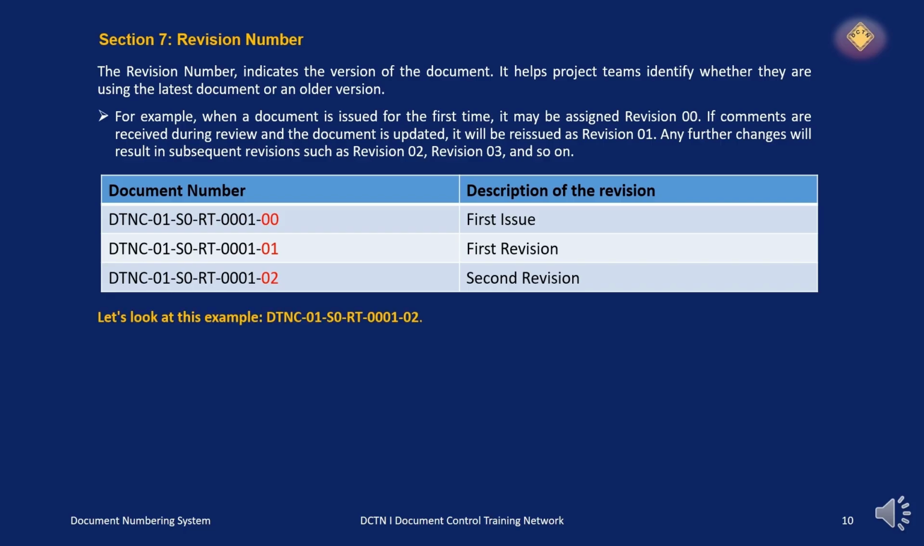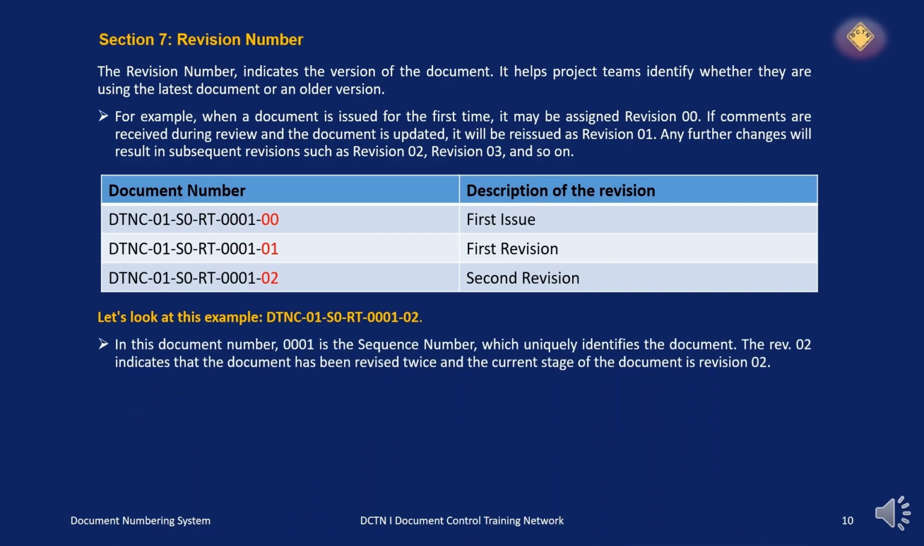Let's see the document number DCTN-01S0RT-000102. In this document number, 0001 is the sequence number, which uniquely identifies the document. The revision 02 indicates that the document has been revised twice and the current stage of the document is revision 02.